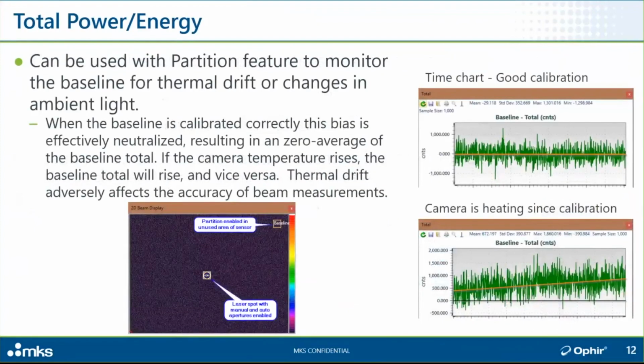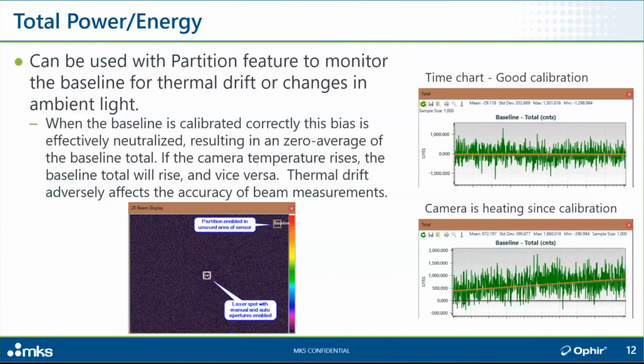One useful way of using total power and energy is to monitor the baseline for thermal drift or changes in that baseline. As you're using a CCD camera for beam profiling, it can change in temperature, and that does affect the measurements. Applying a new baseline calibration periodically and before any important measurement is definitely recommended.